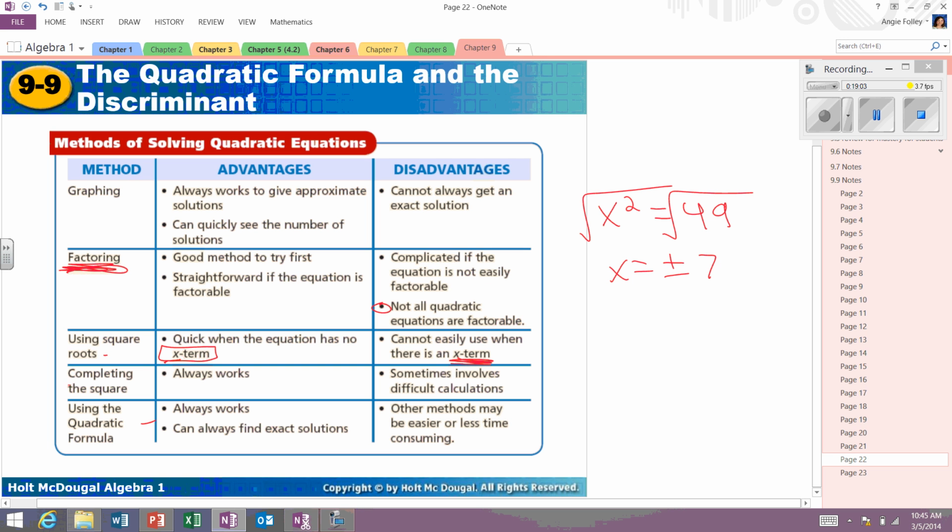Then completing the square we didn't talk about. You will learn about that in Algebra 3. And the last one we talked about was the quadratic formula. It always works and it always gives you solutions. The only thing is it can be time consuming. So overall, those are our solutions and our ways of solving, and we are done.